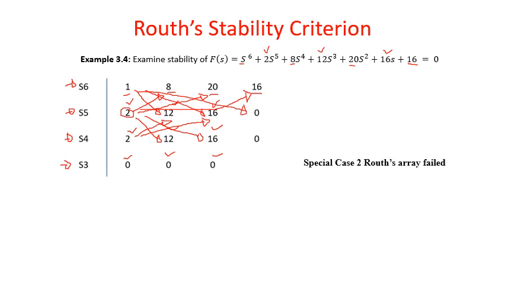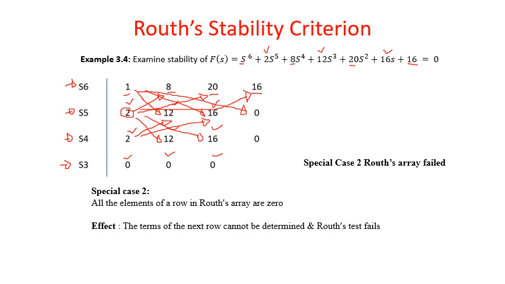Here is the special case 2 of the Routh array being filled. What we see here is that all the elements of a row in the Routh array are 0. So the terms of the next row cannot be determined and the Routh test is going to fail. Now how do we continue with this problem? For that we apply the auxiliary equation. Let's see how it can be solved.